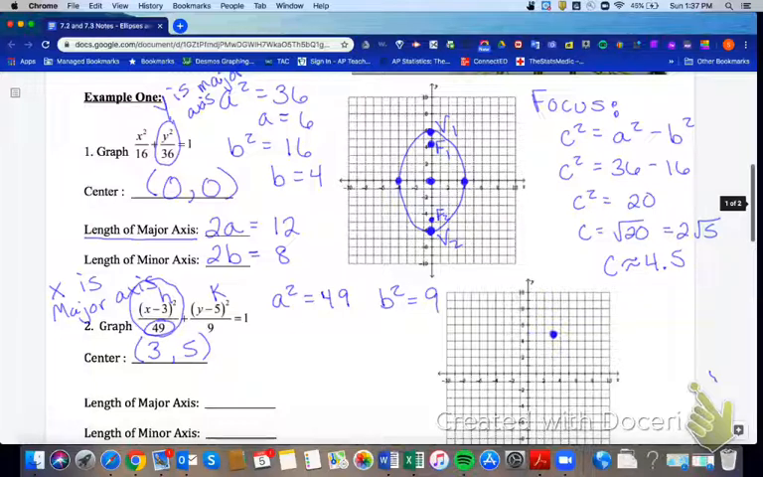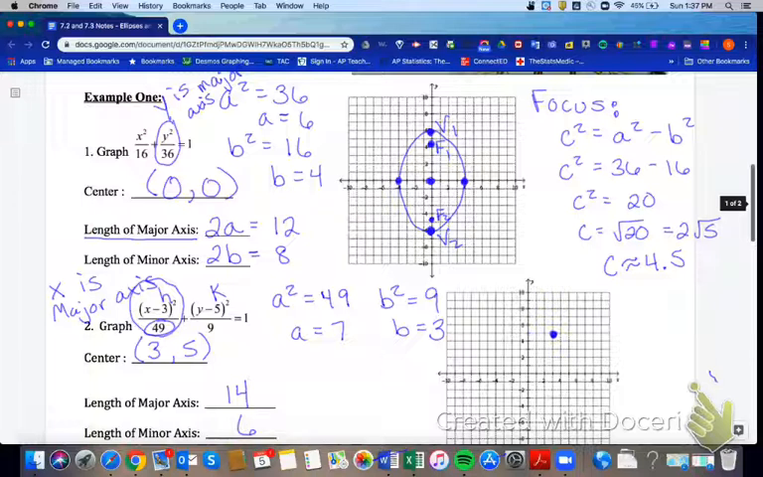Since a squared is 49, that means a equals 7. So the length of the major axis is 2 times 7, which is 14. B squared equals 9. Therefore, b equals 3. So the length of the minor axis is 2 times 3, which is 6.